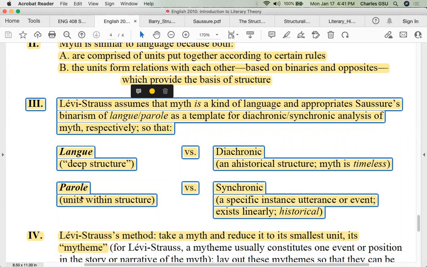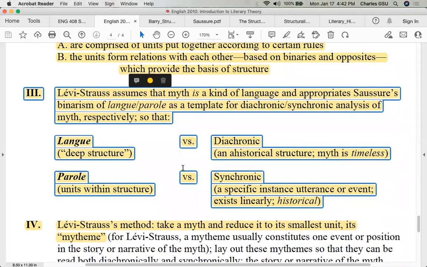And he's going to apply that langue and parole here to what we would otherwise call diachronic and synchronic, or a timelessness of myth, or a stuck-in-time kind of specific utterance of myth. And to quickly make sense of that, langue, again, deep structure, is going to be sort of akin to, Lévi-Strauss says, the diachronic, which is an ahistorical structure. That myth is timeless. Think of just a timeline going from left to right, and in infinity.